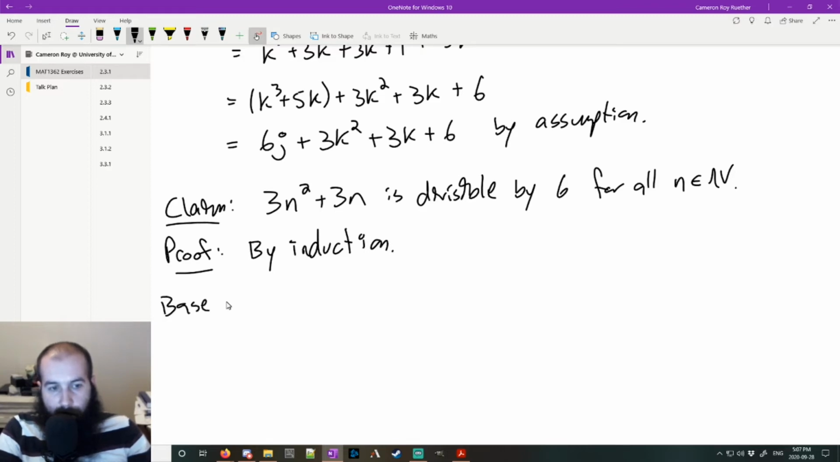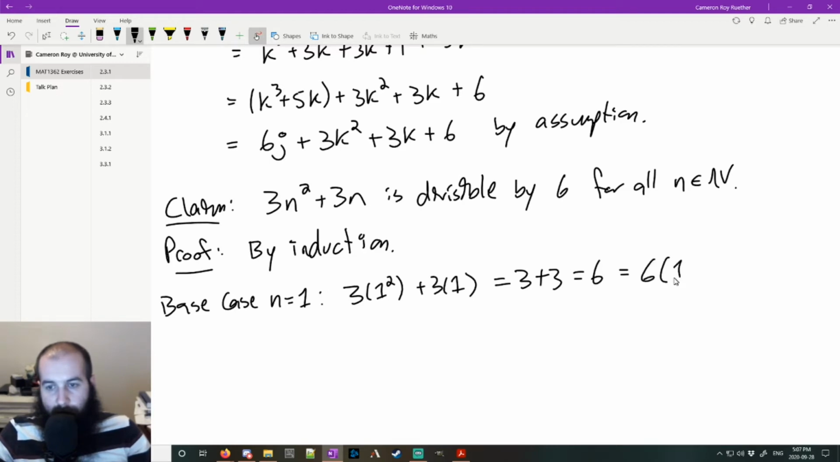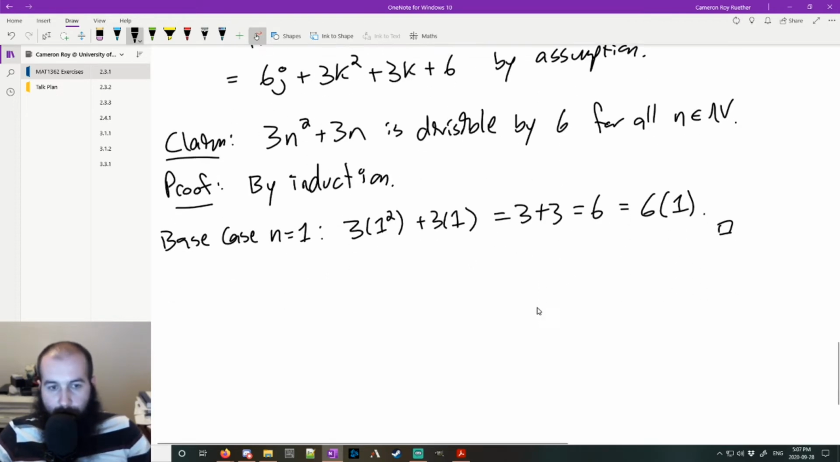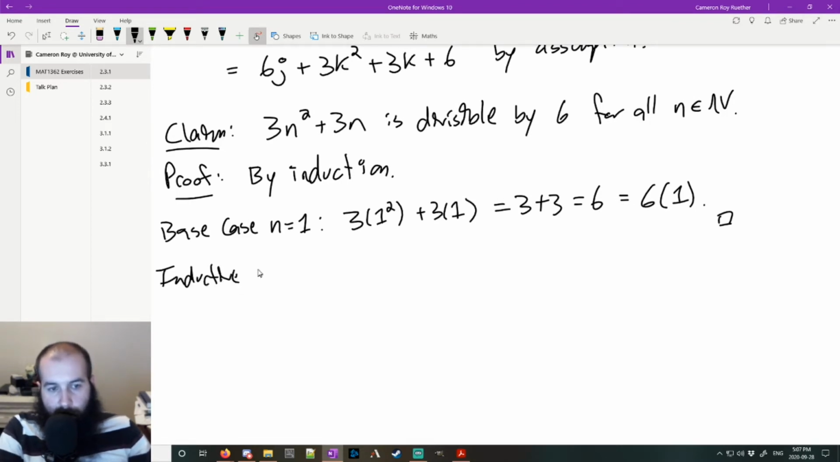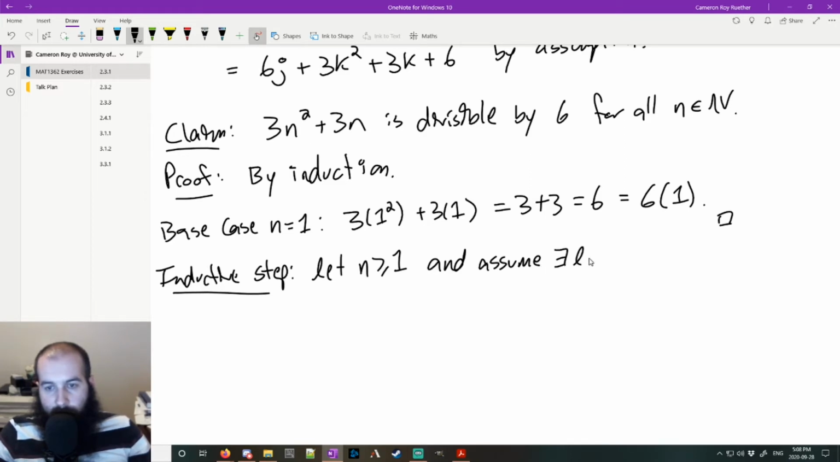So the base case is n equals 1. And we can see that when n equals 1, this is just 3 plus 3, which is divisible by 6. Concluding our base case. For our inductive step, let n be greater than or equal to the base case, which is 1, and assume, I'm just going to write it in this form immediately, that there exists an integer L such that 3n squared plus 3n is 6L. This is the same as assuming this is divisible by 6, it's just immediately writing it as a multiple of 6.